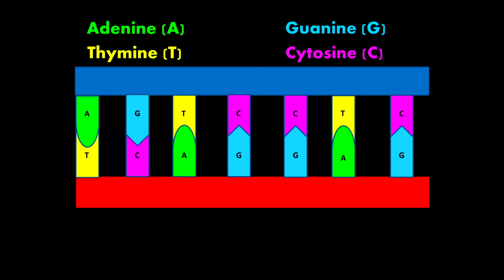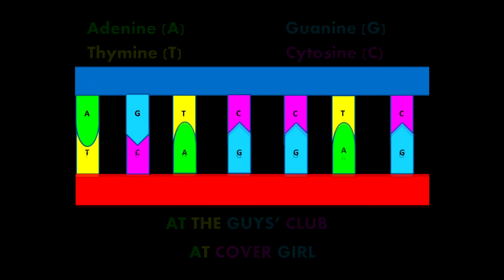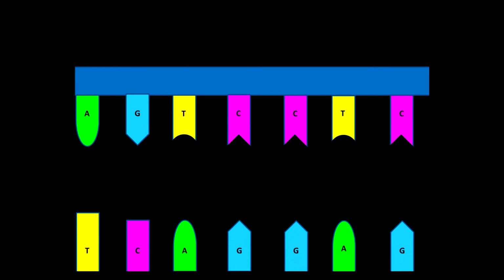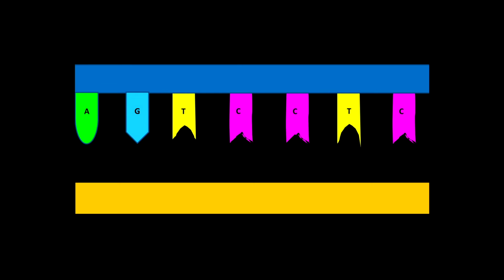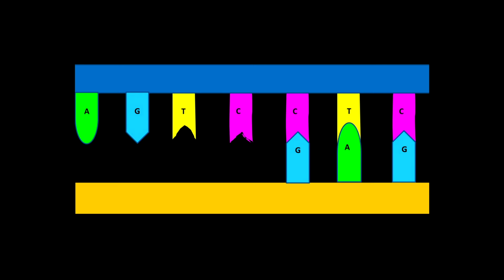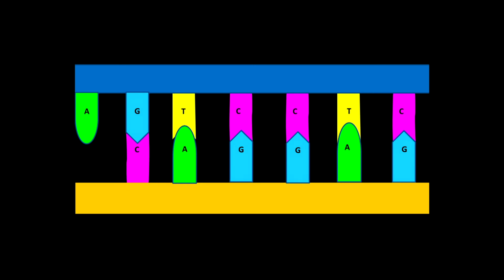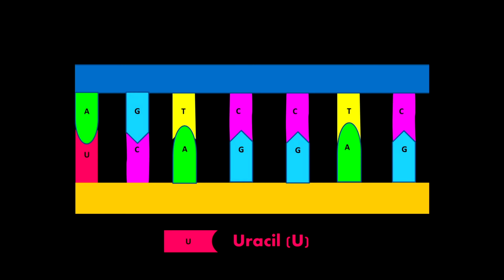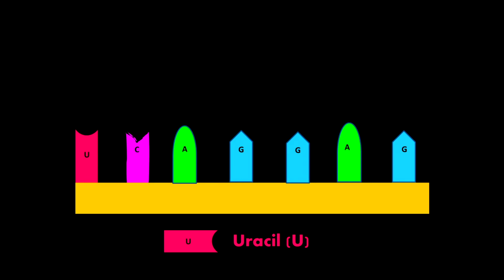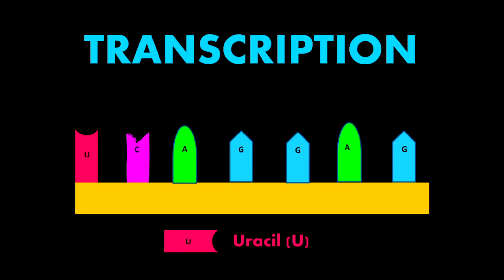You have to remember, adenine pairs with thymine and guanine pairs with cytosine. And some mnemonics for this are "A-T, the guys club" or "A-T, CoverGirl". To make RNA, first the DNA is split apart. Now the new nitrogen bases fill in just like on DNA, except on RNA, the A pairs with a new nitrogen base called uracil. This process of making the RNA strand is called transcription.